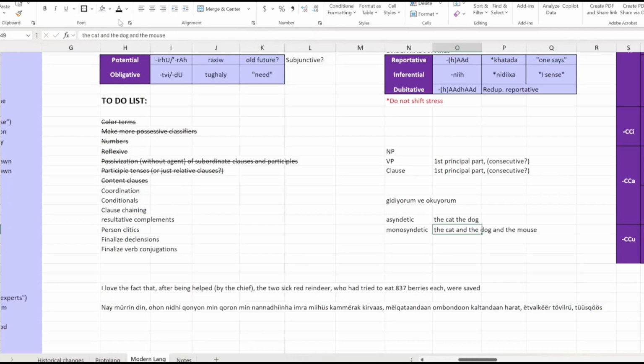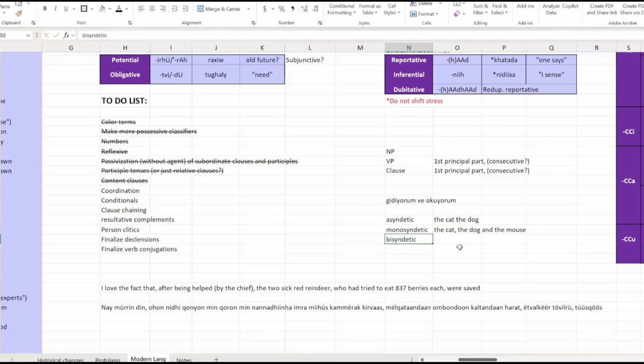But it's also apparently very common in monosyndetic languages, like in English, you can get rid of the superfluous coordinators and just say "the cat, the dog, and the mouse". And it's not until you get to the last coordinand that you realize that, oh yeah, this is a coordinating construction. And only the last pair of coordinands actually need a coordinator.